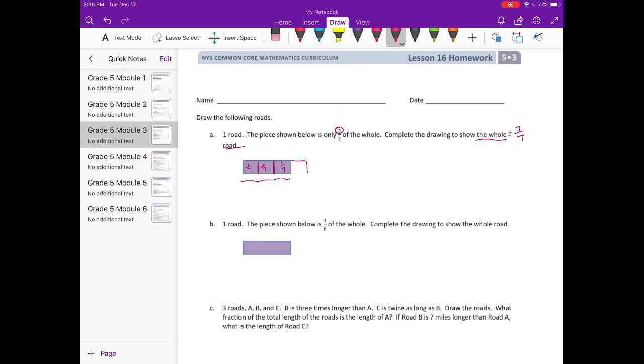So I'm going to add on 4/7, 5/7, 6/7, 7/7. You can either write 7/7 in there, or I'm just going to leave it as 1. So that would be the entire road.